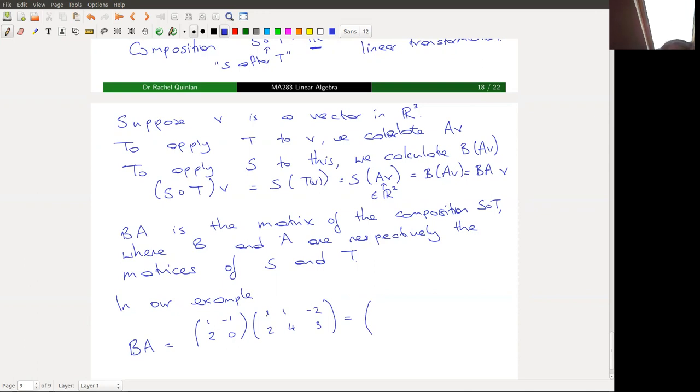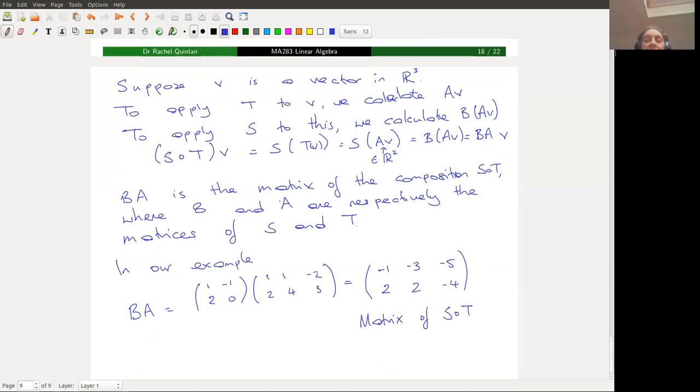In the first entry we'll have 1 times 1 plus 1 times minus 2, that's minus 1. Second entry we'll have 1 times 1 plus minus 1 times 4, that's minus 3. Third entry we have minus 2, minus 3, that's minus 5. In the fourth entry we have 2 times 1 plus 0 times 2, or 2 times 1 plus 0 times 4, and 2 times minus 2 plus 0 times 3. So there's the matrix of the transformation S after T. That's the product of the matrices of S and T.